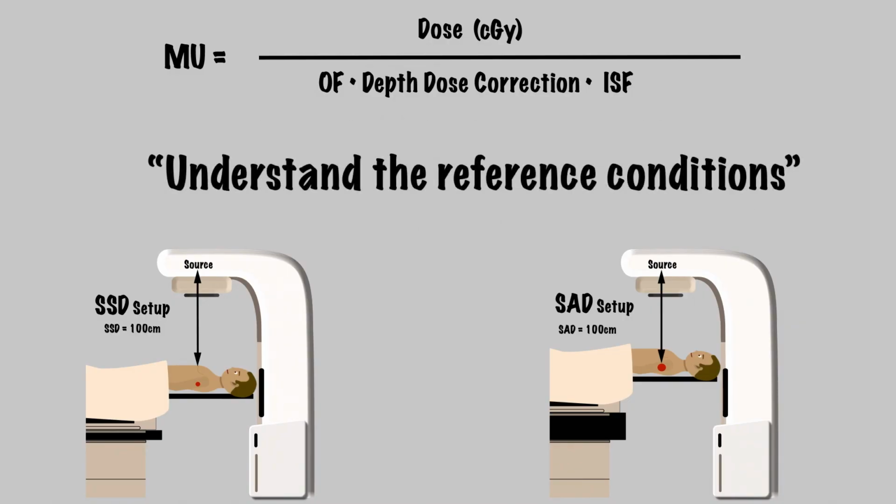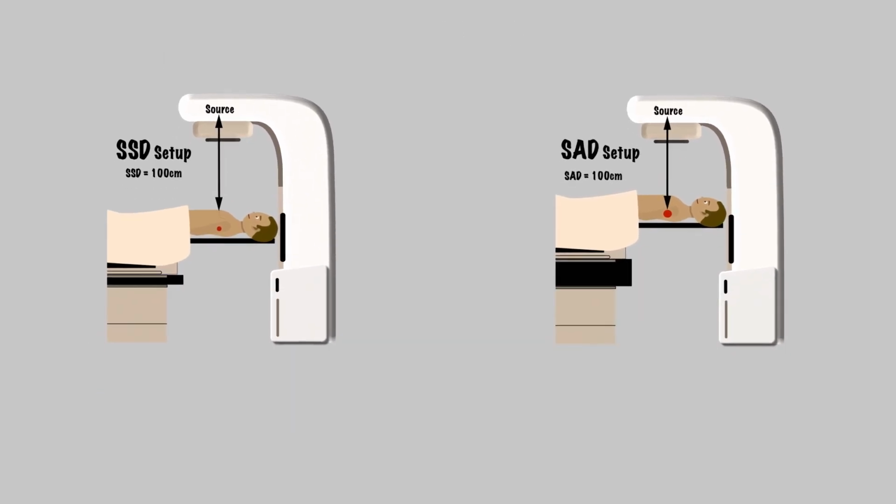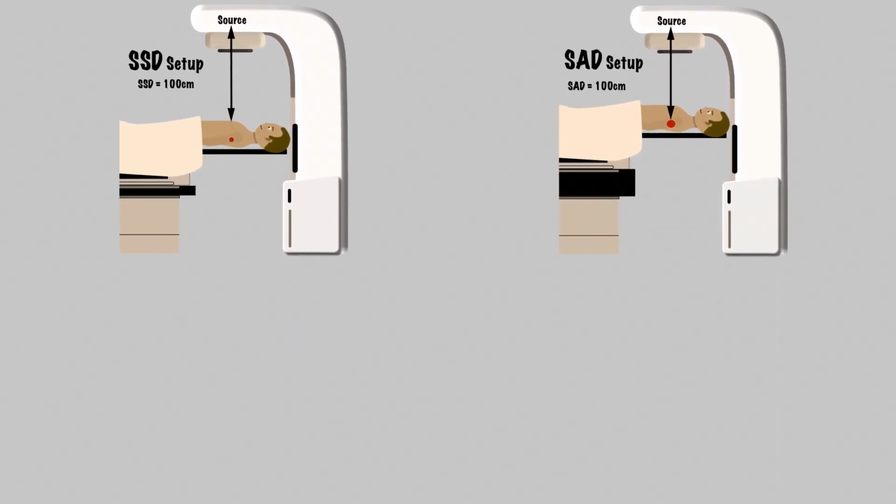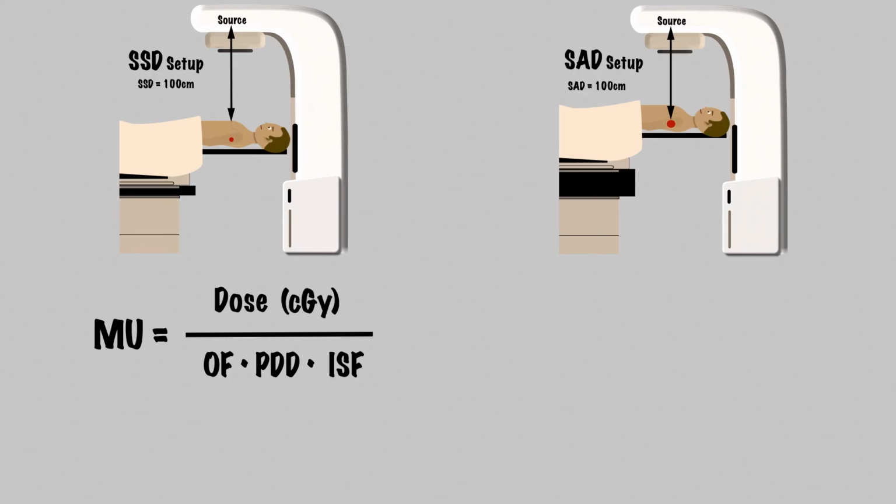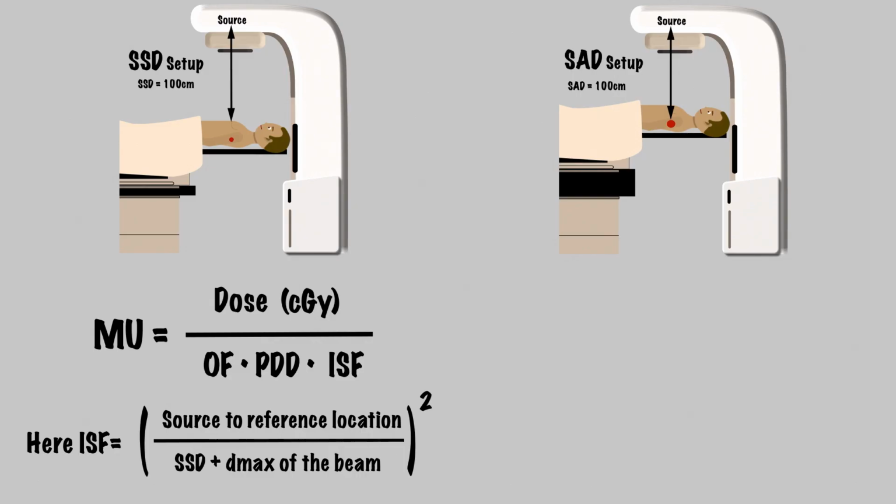This discussion emphasizes that the first step in any MU calculation is to understand the reference conditions used in your clinic or in your question stem. We've also emphasized that a PDD calculation uses an SSD setup. Here's the formula we would use for this scenario. Dose goes in the numerator and modifiers go in the denominator. We had mentioned our beams were referenced at D max, and for SSD setups, we would be using a distance of 100 centimeters. So you can see that the inverse square factor would equal 1.